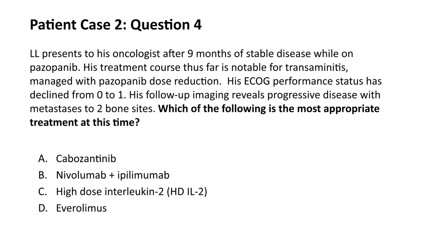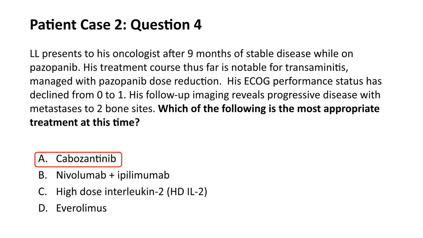So let's get back to LL, who had favorable risk, and he was treated for 9 months with pazopanib. He had some dose reductions for transaminitis. ECOG performance status declined a little bit from 0 to 1. His imaging shows disease progression. What's the most appropriate second-line treatment for him? Cabozantinib, nivolumab plus ipilimumab, high-dose IL-2, or everolimus.